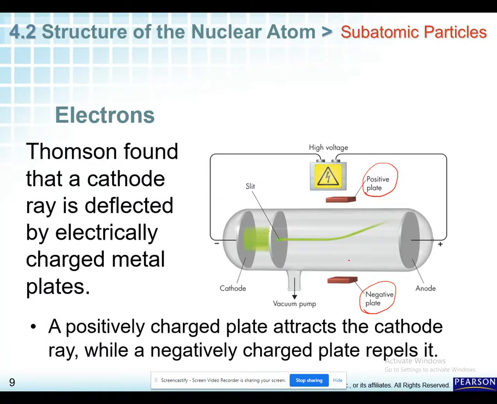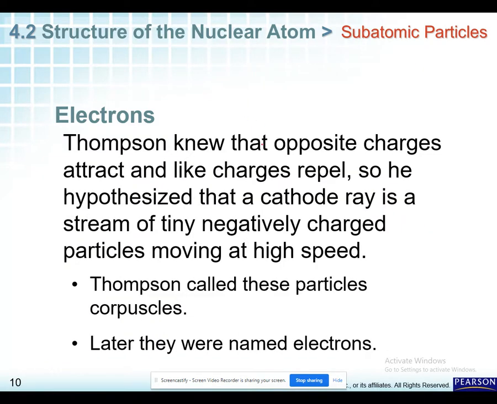And the reason it did this is actually a good phenomenon that helped him decide what that ray was made up of. So a positively charged plate actually attracted the cathode ray, and the negatively charged plate repelled it. So this is a very important sentence right here. Now, what does that mean in terms of science, and how did he know that it was negative electrons? Well, he knew a little bit of background information.